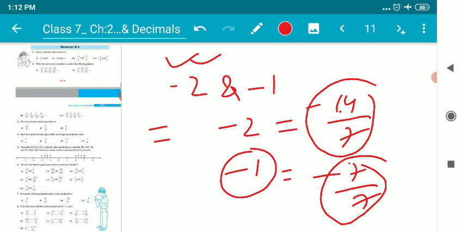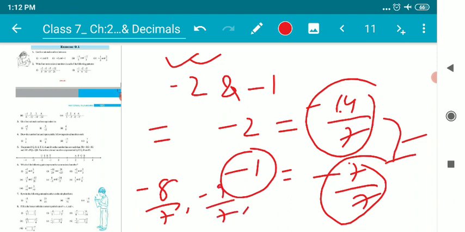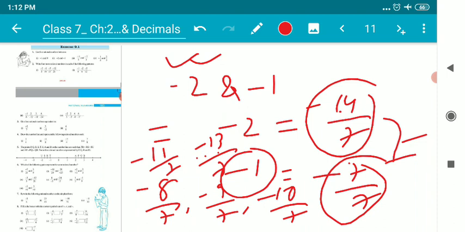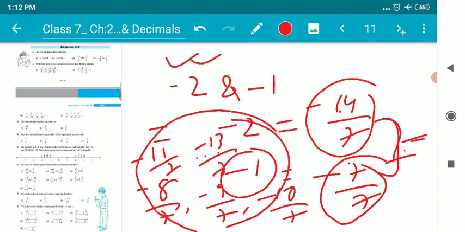So children, how many numbers are coming in between? Minus 8 by 7, minus 9 by 7, minus 10 by 7, minus 11 by 7, and so on, till minus 13 by 7. These many numbers I can take between these two numbers. I believe it's clear to everyone. Children, this is how we find rational numbers between two rational numbers. This one will come in the exam for sure.